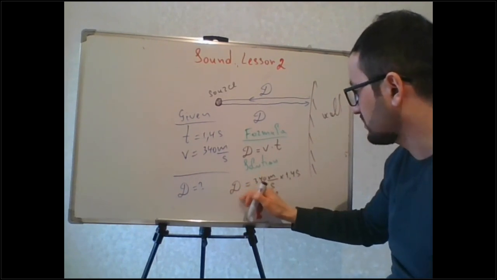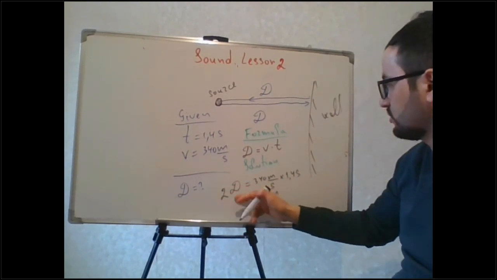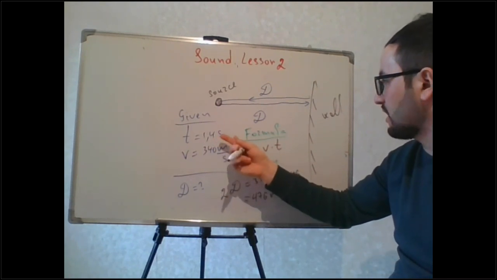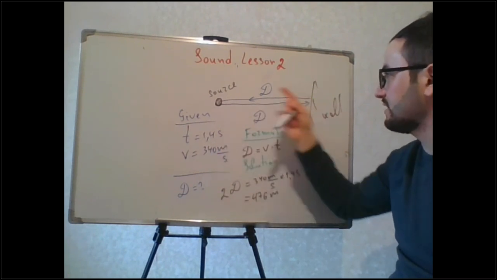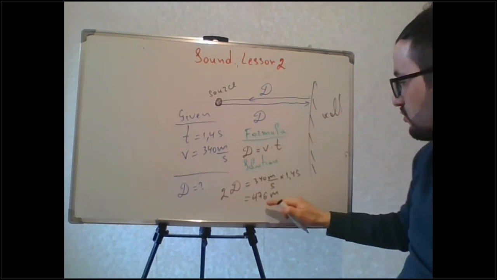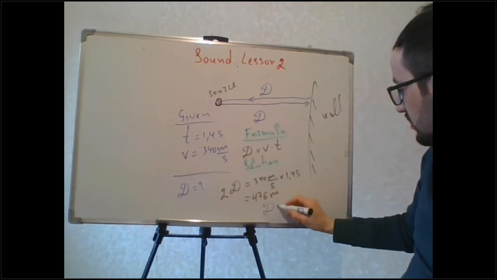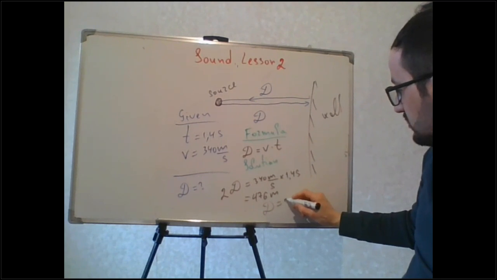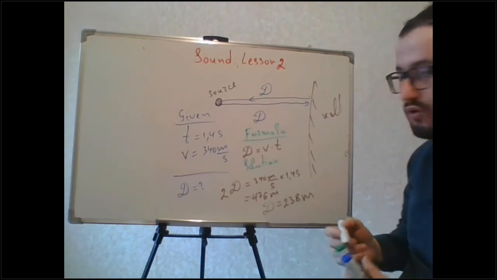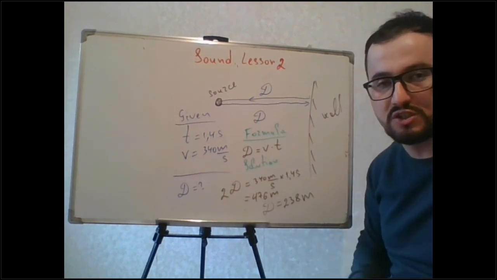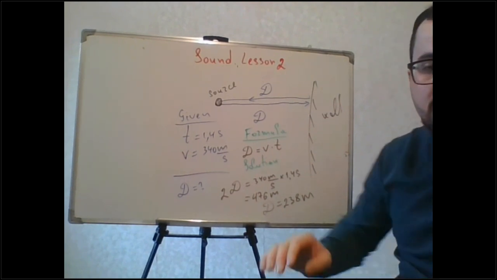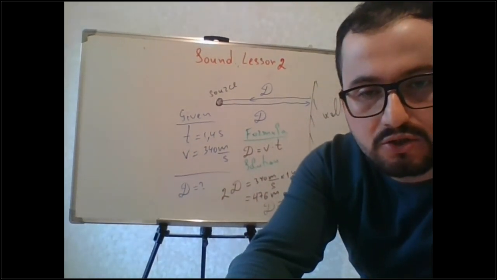But we must write here 2D. Why? Because he heard the sound after 1.4 seconds, so it is going and it is coming back. So what's the total distance? 2D. Therefore 2D equals 476 and D equals 238 meters. Okay, that's the solution of this question. Pause the video and copy the solution on your notebook. Okay, let's continue.